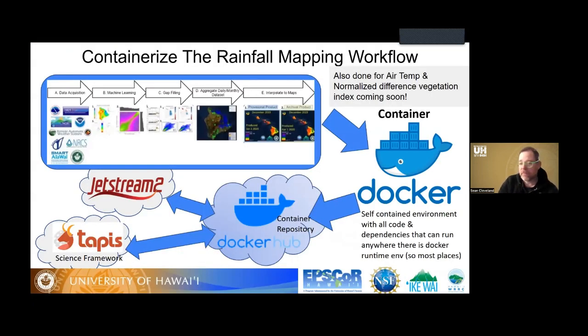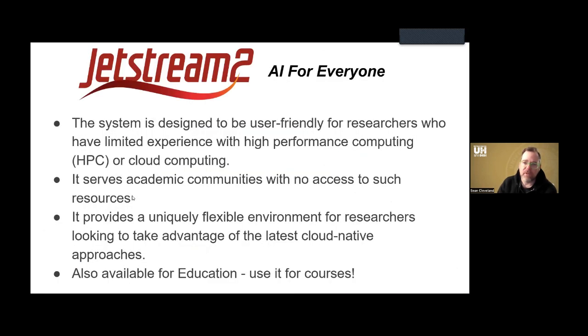If folks remember from a while ago, we have the example of the precipitation mapping workflow where we took all the codes that Tom and his team developed to take data from the acquisition all the way through to interpolated maps, containerizing that whole workflow, and then deploying those containers either within Tapas or within Jetstream. And so we've been deploying some of these things in Jetstream to leverage this.